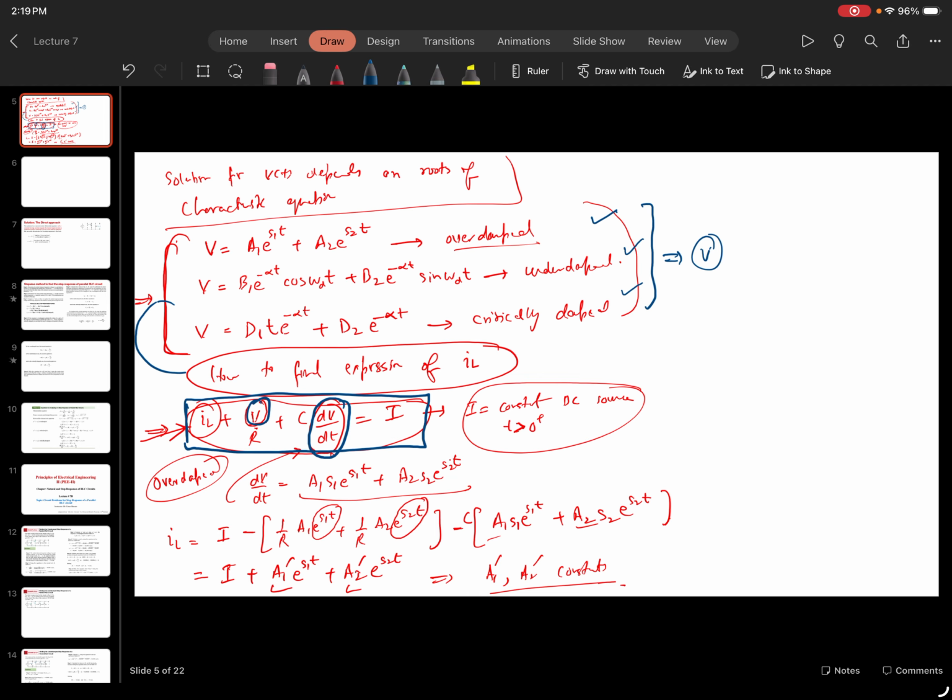And again, once you get all of these three equations, in case of overdamped, you're going to get some combination of A1 and A2, some combination of B1 and B2 in underdamped, and some combination of D1 and D2 in critically damped. So once you solve those combinations, essentially you're going to come up with new constants that will be some combinations of the previous constants, but we don't care eventually because we can directly solve those constants from our circuits. Okay, so I'm going to write down the new equations.